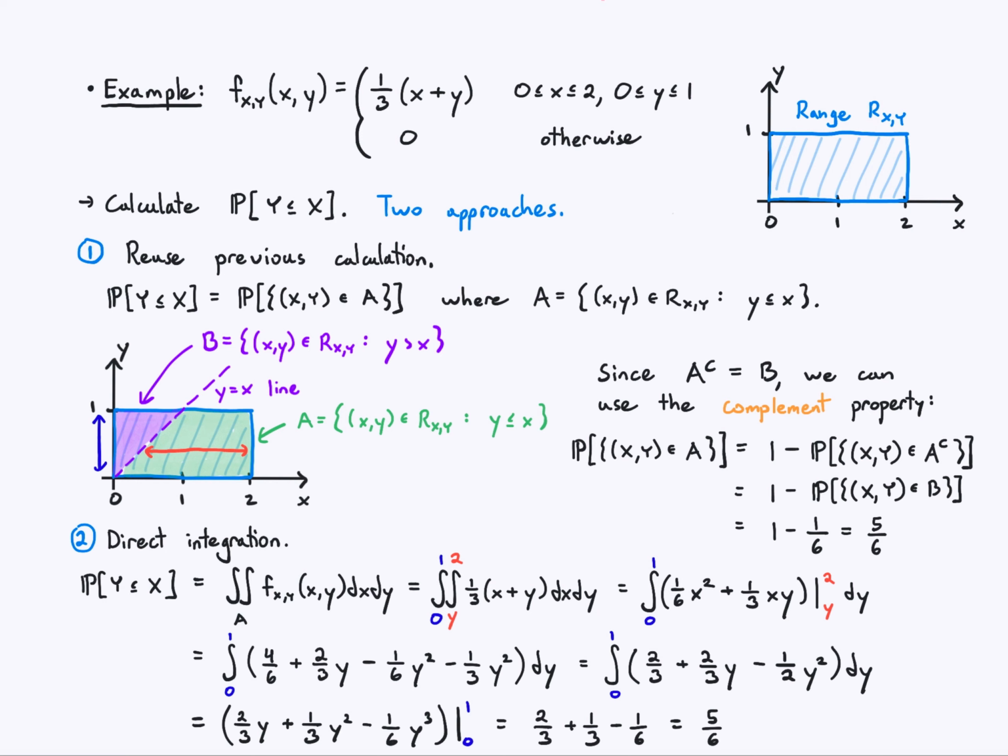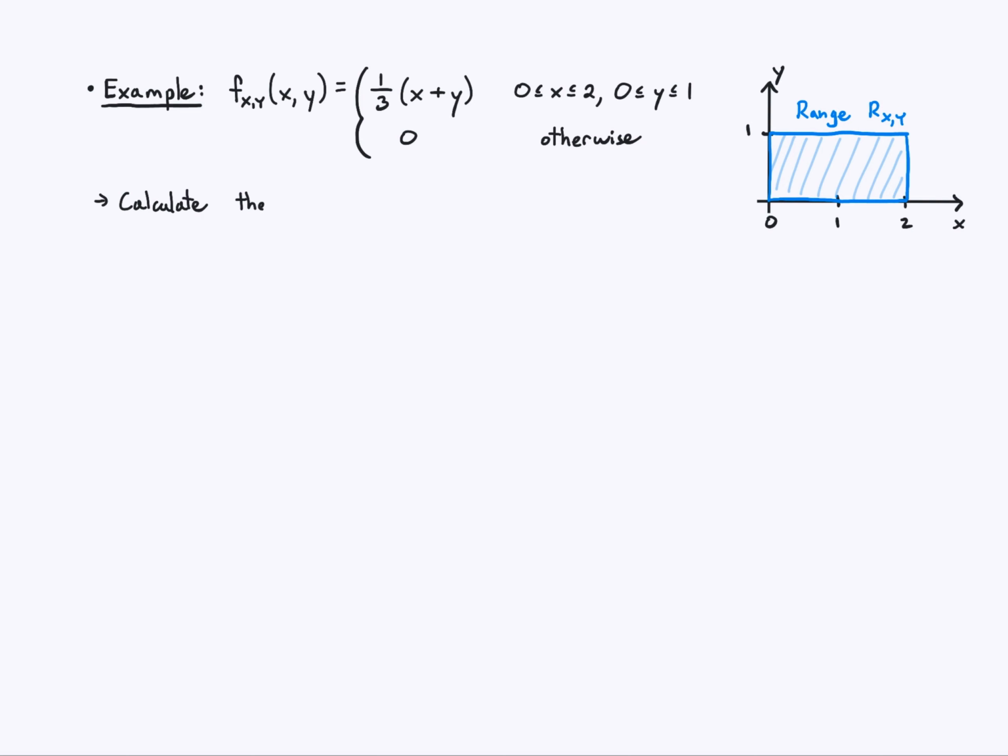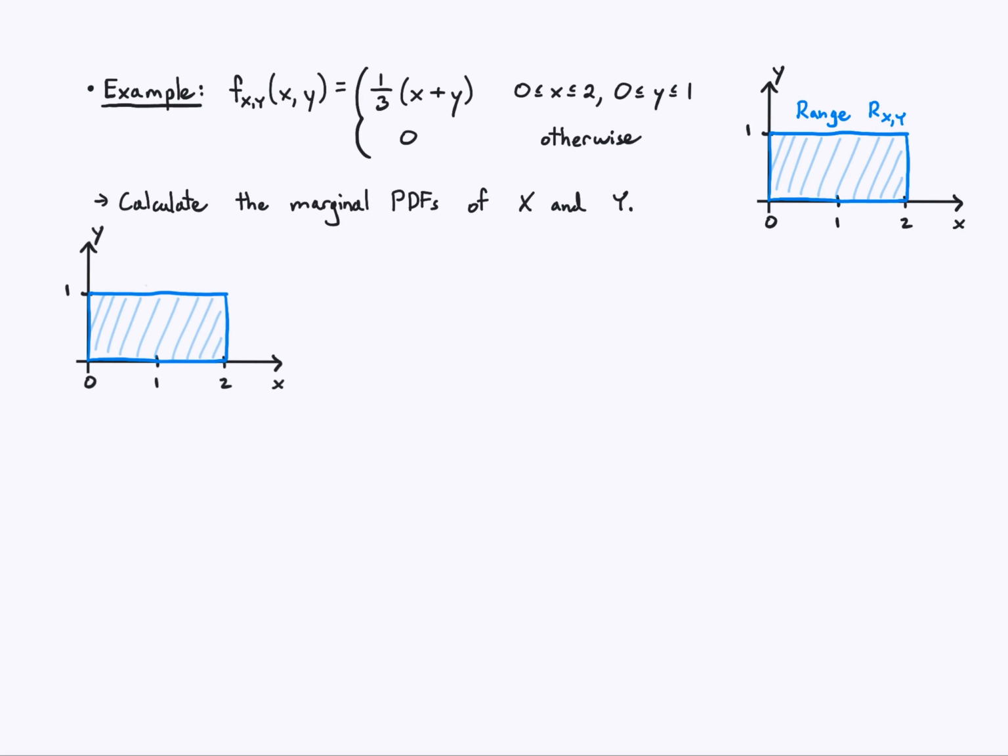Okay, sticking with the same example, so we're just working our way through this. Let's work out the marginal PDFs of x and y. I have enough information. I have the joint PDF. From that I know the range. So I just need to figure out what this integral is supposed to look like. I know I'm supposed to integrate out y by going from minus infinity to infinity. And so what that looks like is I integrate across the range of y. And the range of y in this case is just from 0 to 1.